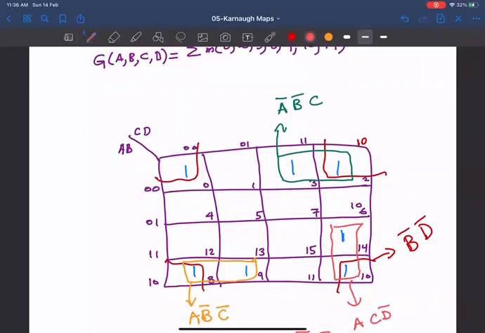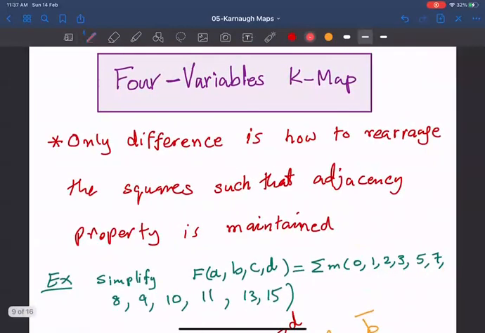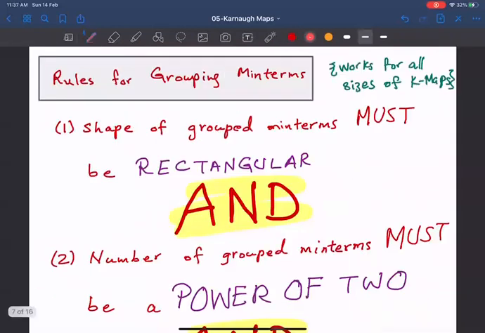Excellent question. So Muhammad is asking, why don't we take 2 with 10 and 14? So I'm going back to the rules, and I want you, Muhammad, to answer me: if we do that, which rule are we violating here?